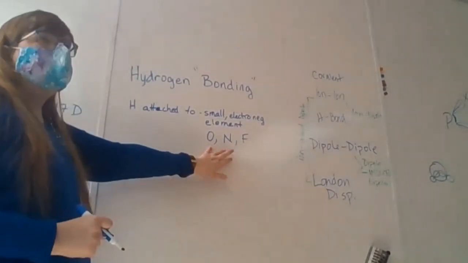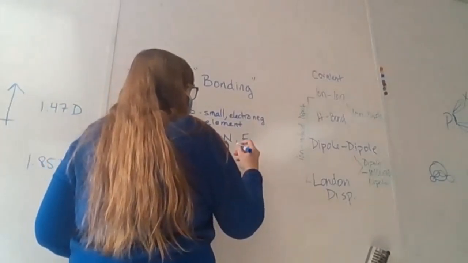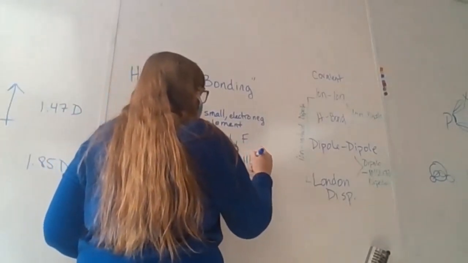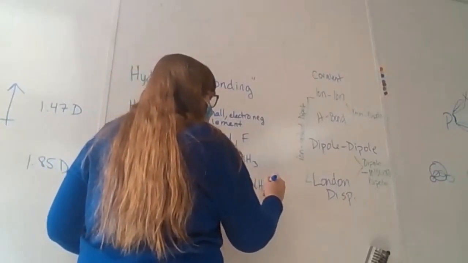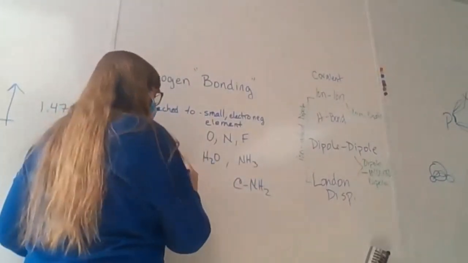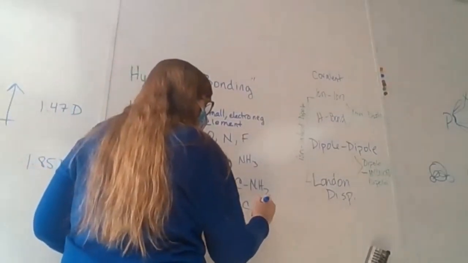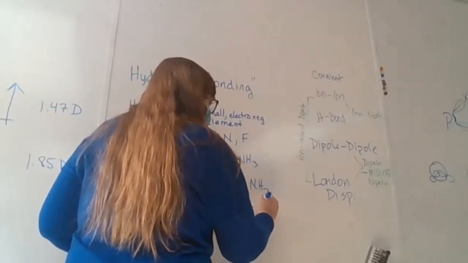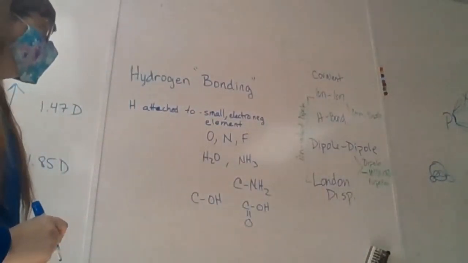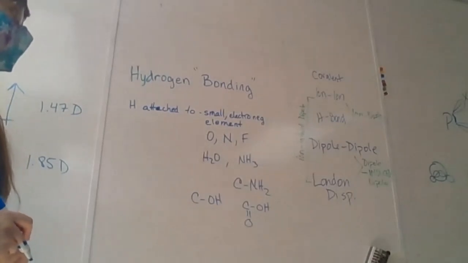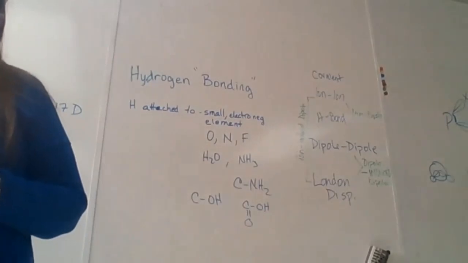But we have lots of combinations of these, and that's going to include water and ammonia, but it's also going to include amines, right? And it's going to include alcohols, and it's going to include carboxylic acids. So this is going to have some internal hydrogen bonding.